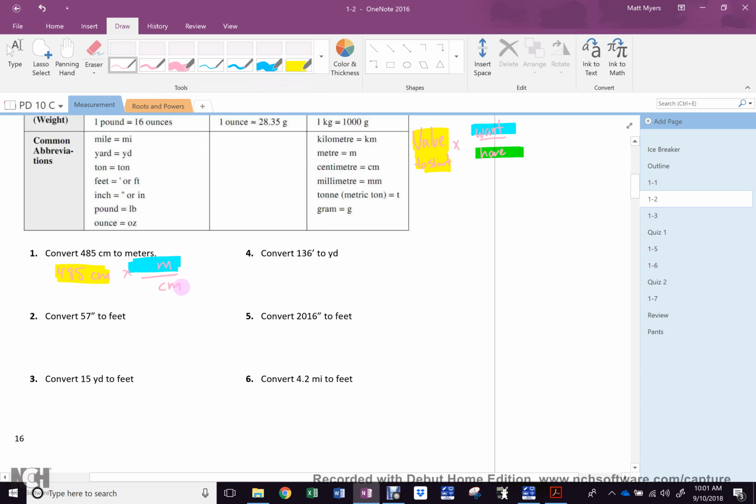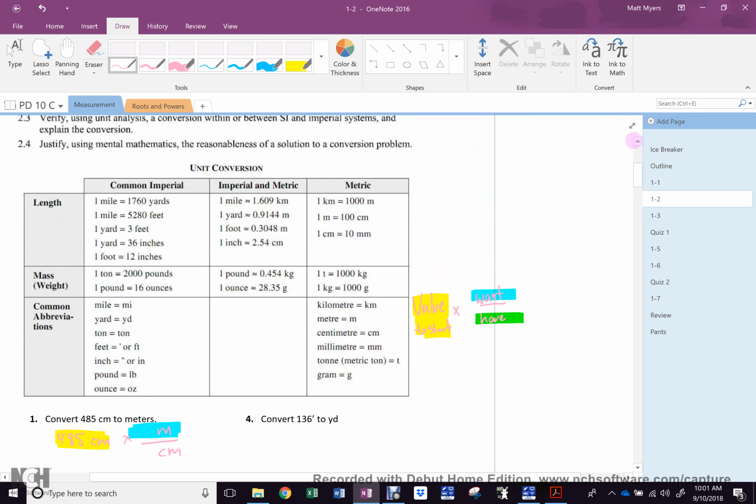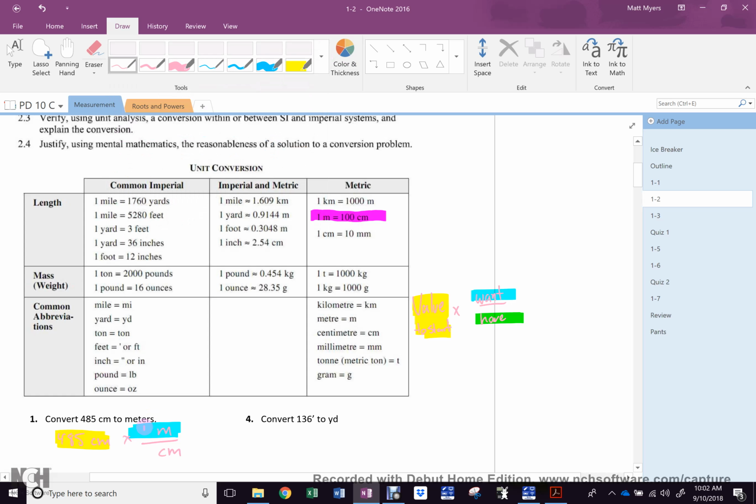But I have no numbers to multiply yet, do I? Where do I get those numbers to multiply? I get them from my chart. Now, you already know meters and centimeters. That's why I start with SI, because you all already know that one. But you see right here, and I will go in purple, even though it makes it hard to see, 1 meter equals 100 centimeters. So that is where you get your numbers. 1 meter, 100 centimeters.